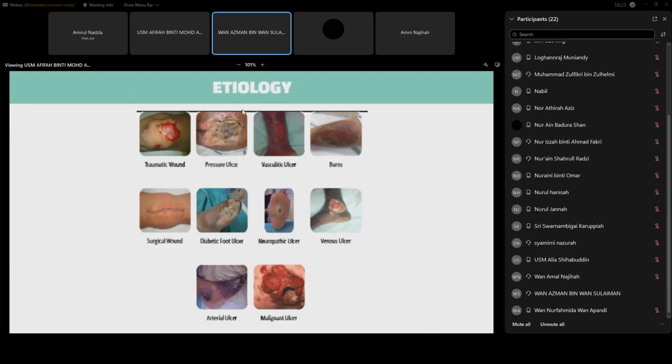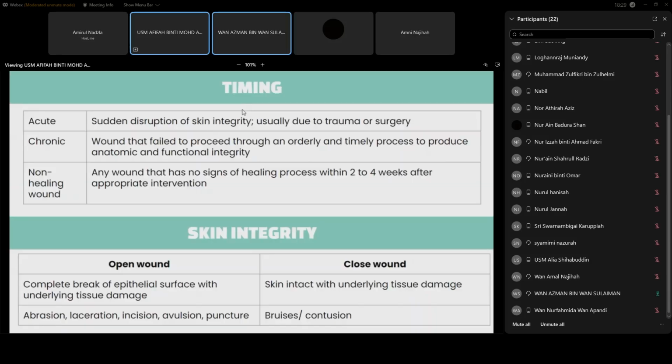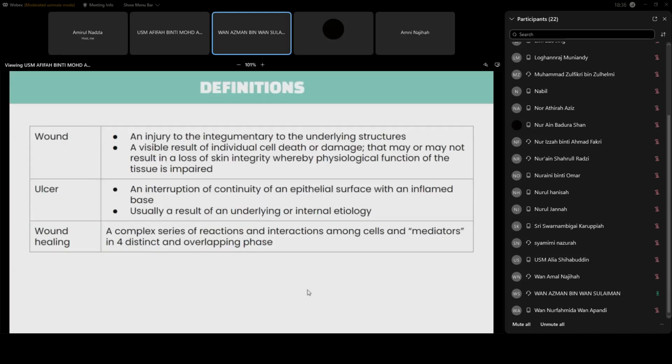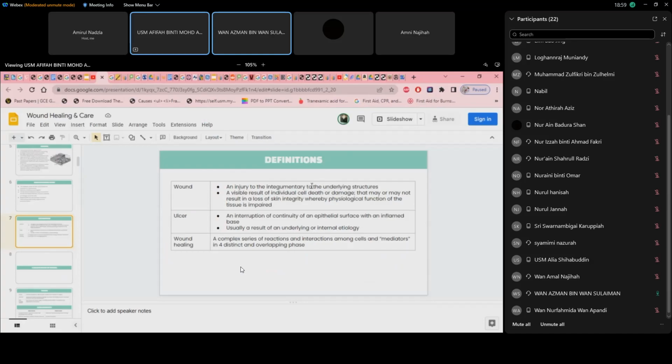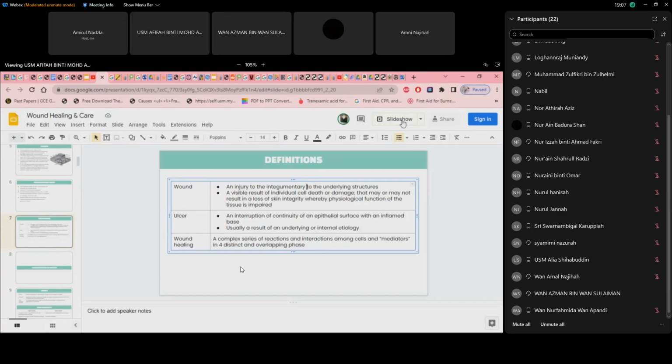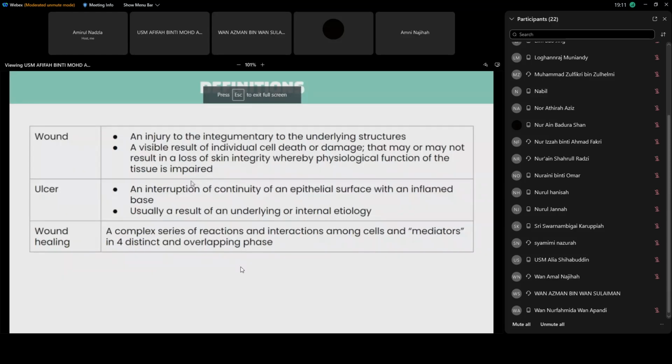Go back to the previous slide. Now the definition of wound is actually the next one, before the other one. Okay, this one is an injury to the integument to underlying structures. So it's actually a break of the skin, a break of the epithelial layer, or to the underlying structures. Look at the tab, it's similar. There are many breaks in the tab. Let's close it a bit and write in the group.